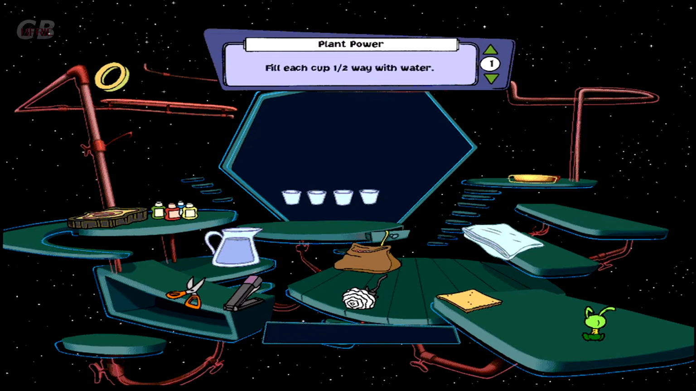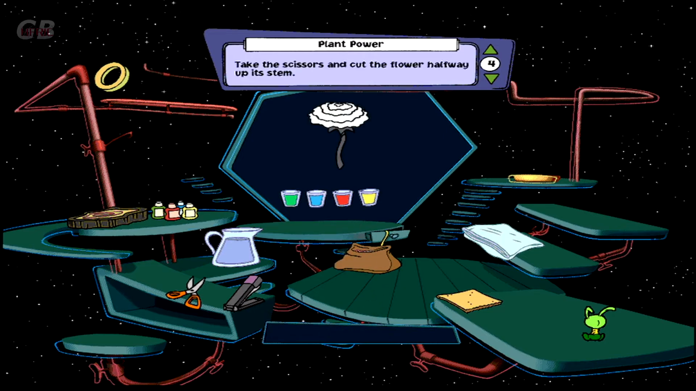To do this, drag the pitcher of water to the cups. Put 10 drops of food dye into each cup. Use a different color for each cup. Bring the flower next to the cups. Take the scissors and cut the flower halfway up its stem.